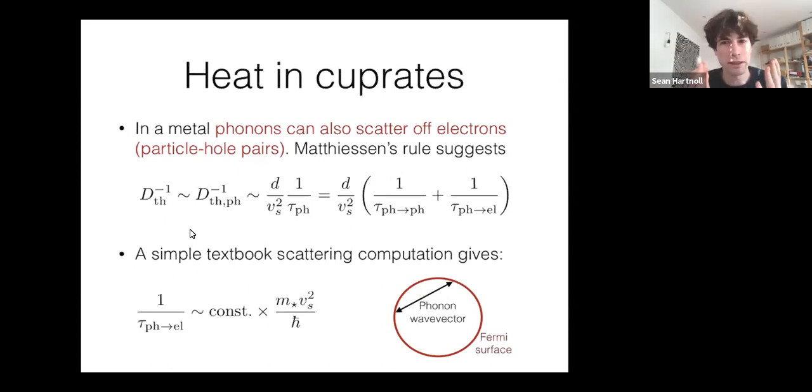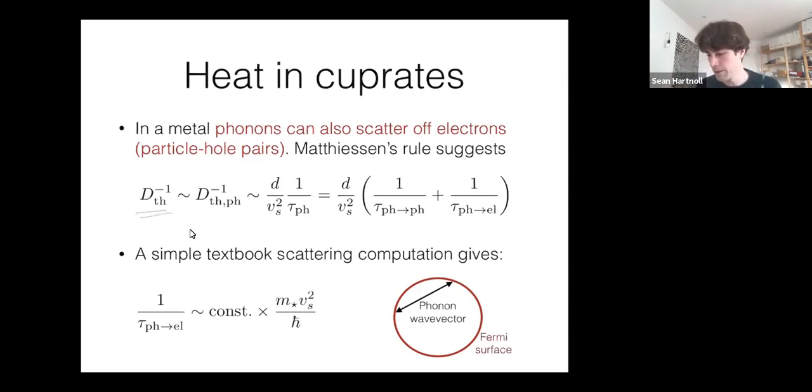And in a normal metal, we normally don't think about this very much because the heat is transported by electrons, not phonons, and so we don't have to worry about the phonon lifetime. And in an insulator, there are no electrons, so we also don't worry about this process. But nonetheless, this process is there, right?